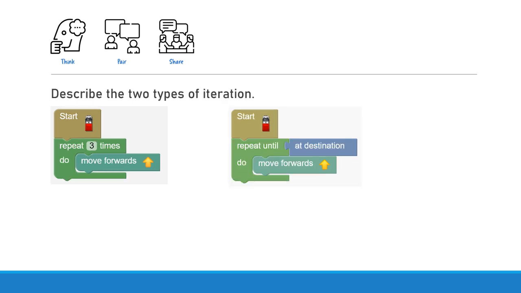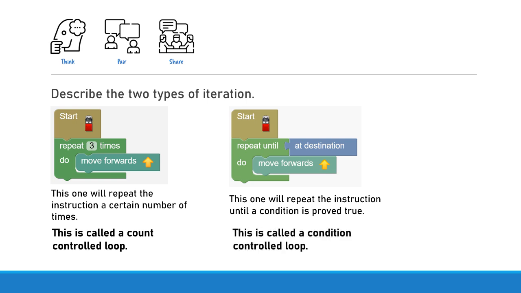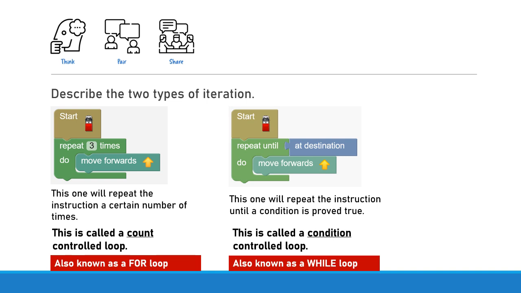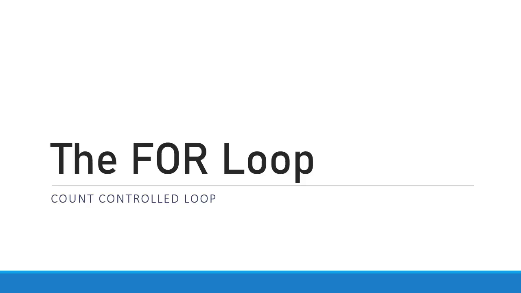And remember, there are two types of iteration: count controlled and condition controlled. The count controlled is called a for loop, and a condition controlled is called a while loop. And like I said, we're going to start by writing some pseudocode based off of these blocks of code. And then you're going to go off and practice doing the same. We're going to start with the for loop.